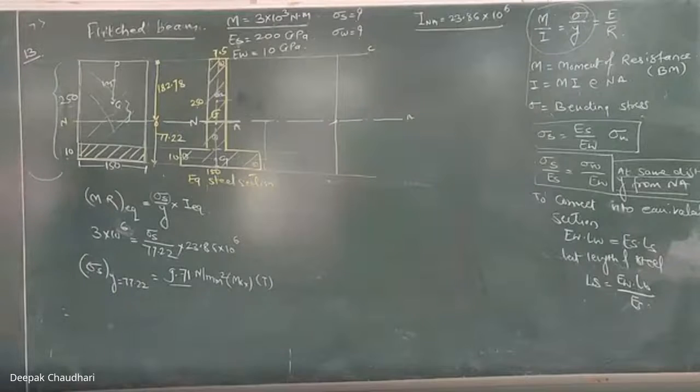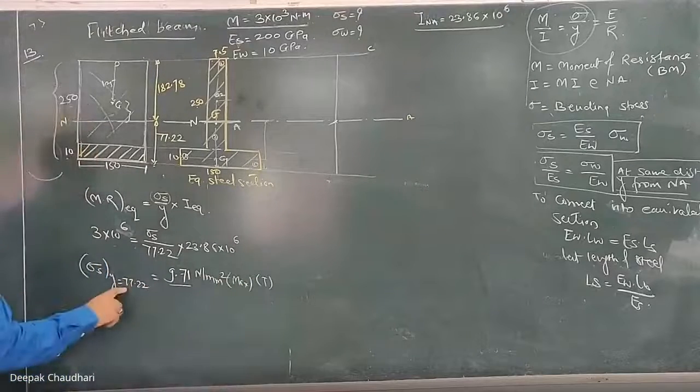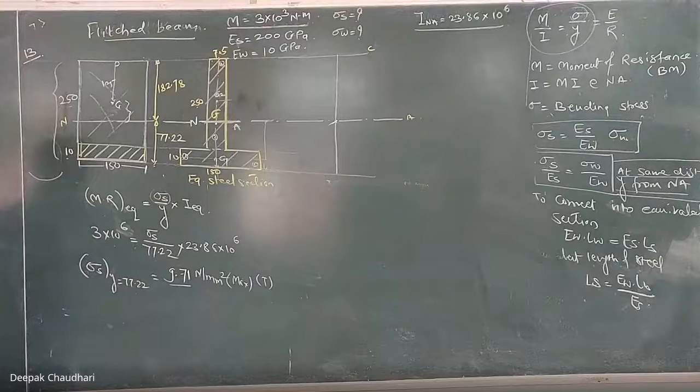We are assuming that it is the sagging bending moment, so the layers below the neutral axis are in tension. So this is the maximum stress in the steel at a distance of y equal to 77.22. Now how can I calculate the maximum stress in the wood?